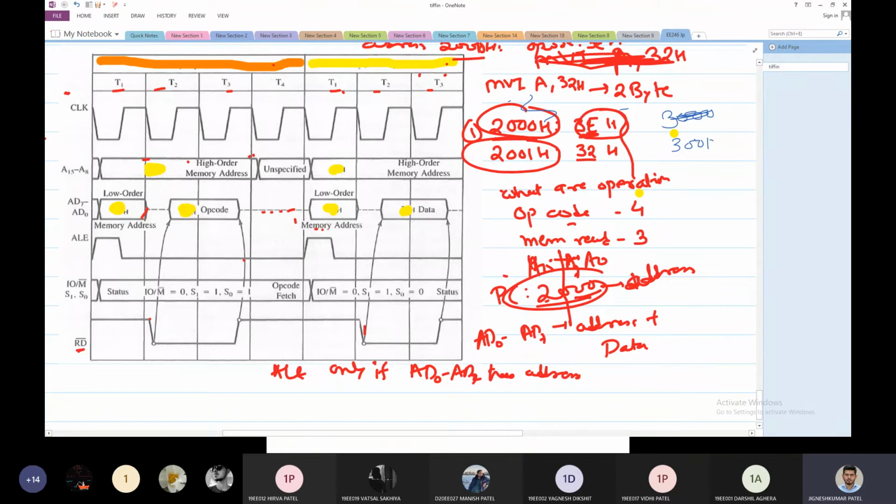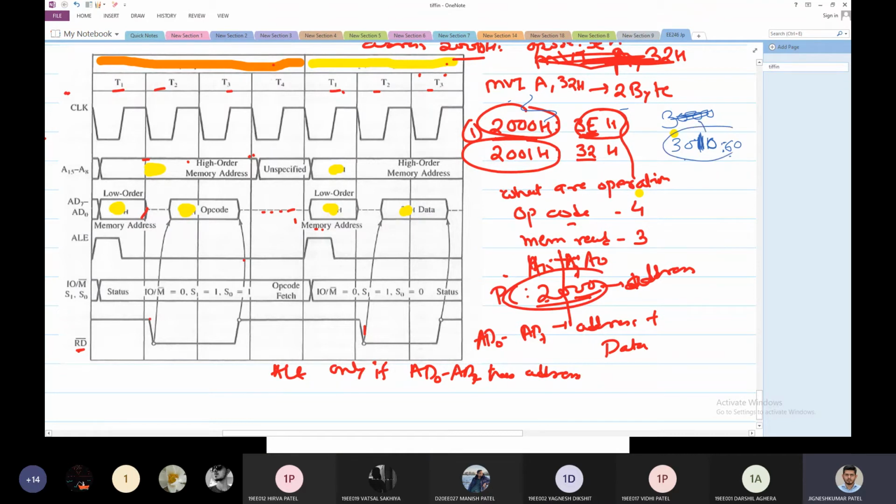Let us say 3010 is the address, and your opcode is 60. I'm randomly saying 60, I don't know what 60 is, but that's what was given. So what would be changed?